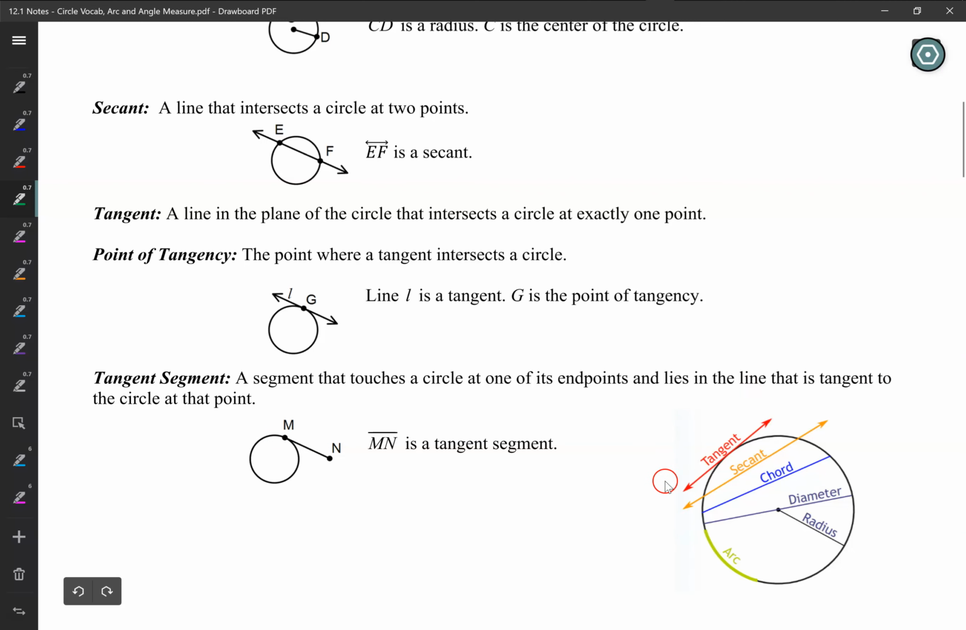Here's a drawing that kind of summarizes this. It has one other word on it, but tangent touches just once. A line. Secant, a line that touches twice, cuts the circle twice. Chord is a segment that touches at both endpoints. A diameter is a chord that goes through the center. Radius goes from the center to the circle. And a term we'll talk about a little later on is an arc, and that is just part of the circle.